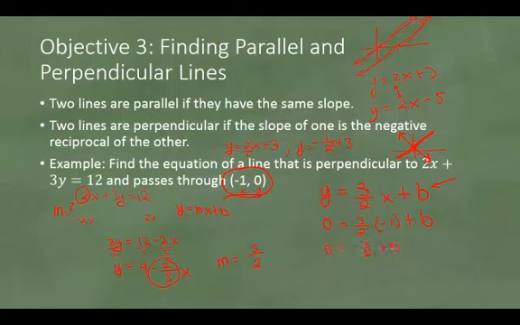And we can add 3/2 to both sides. And that will give us that b is equal to 3/2. And there we have our equation of a line that is perpendicular to this line and passes through negative 1, 0. The equation is y is equal to positive 3/2 x plus 3/2.